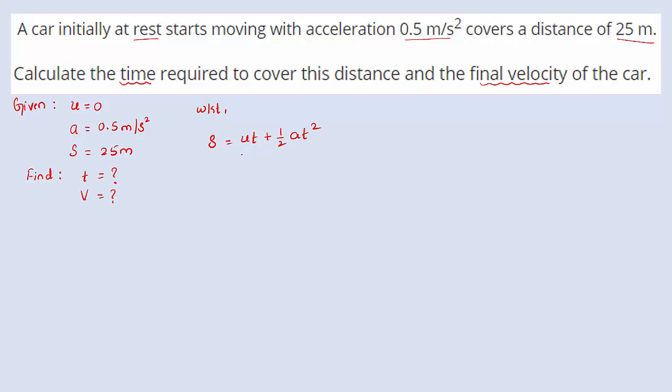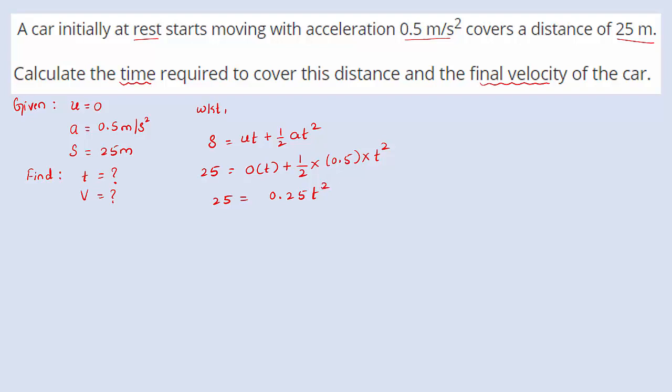Now directly you can substitute the values in this formula. s is 25 meter, initial velocity is 0, so 0 into t, plus 1 by 2 into acceleration 0.5 into t square. So 25 equal to, 0 into t will be 0, leave it. 1 by 2 into 0.5, so 0.5 divided by 2, that gives 0.25.